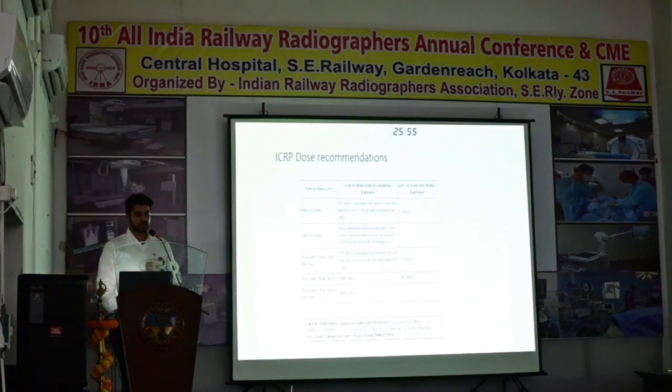These are the ICRP dose recommendations. We are all aware of them. Effective dose: 20 millisievert per year, averaged over a defined period of 5 years. This is not a single-year limit. We have to average it over 5 years and make sure the dosage does not touch that level. As far as intervention is concerned, I don't think there is much we can do about it. We are anyway getting exposed a lot. Yes, protection measures are there, but we have to talk about what radiation protection we can do for patients.